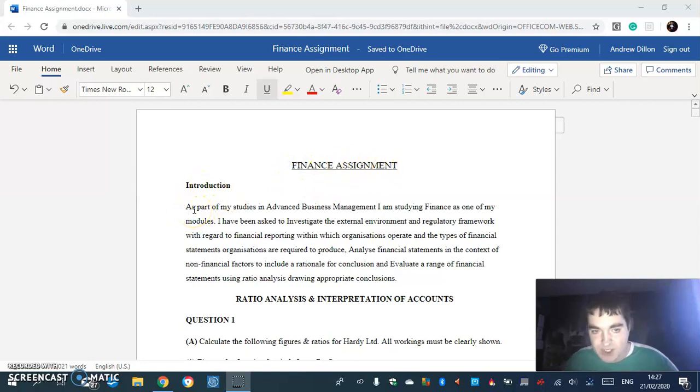I study business. I am studying finance as one of my modules. I have been asked to learn the regulatory framework with regard to finance and reporting within which organizations operate, and the types of financial statements. Organizations are required to produce and analyse financial statements in the context of non-financial factors, to include rationale for a conclusion, and evaluate a range of financial statements using the analysis to draw appropriate conclusions.